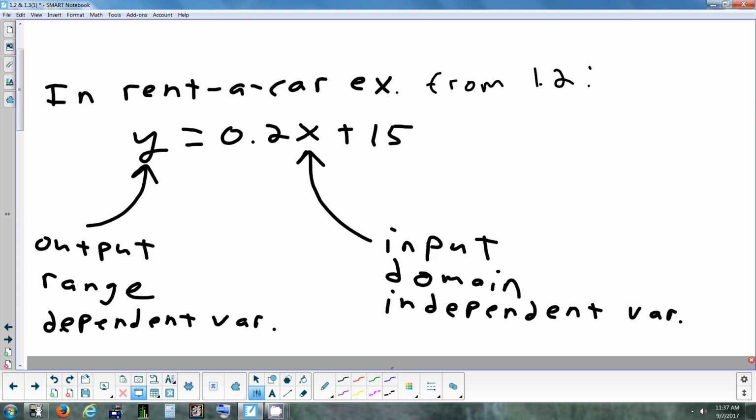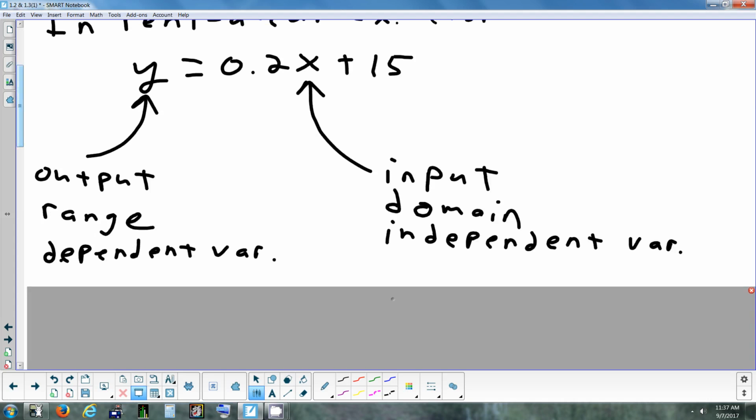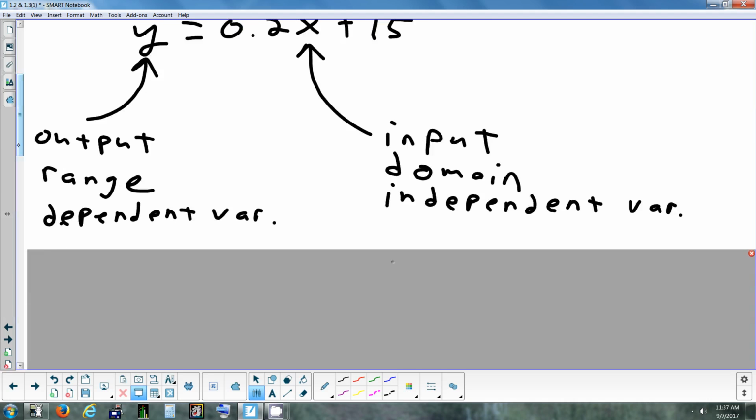And then the range, that was the cost to rent the car. Same idea. The range there would never be a negative number because you're not going to pay negative money to rent a car. So we just try to use a little common sense when we figure out domain and range. And then a third name for them is x is called your independent variable and y is your dependent variable. All just synonyms for x and y. Any questions on those names?